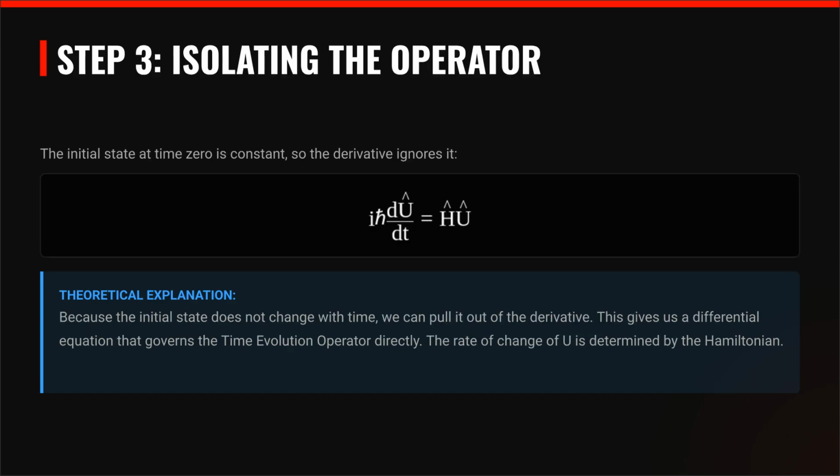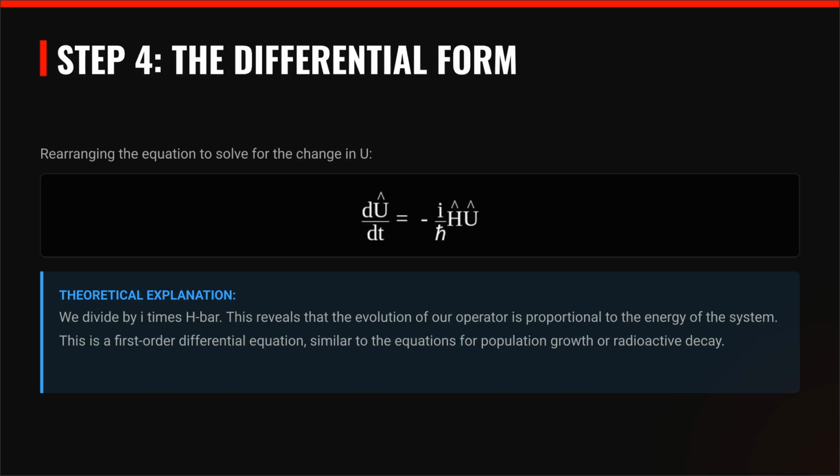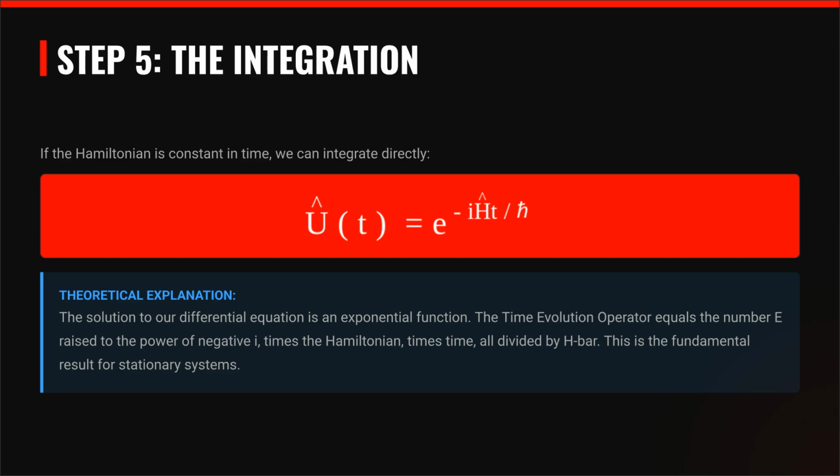In step 3, isolating the operator, since the initial state is constant, the derivative ignores it. We are left with a differential equation, where the rate of change of U is directly determined by the Hamiltonian. Step 4, the differential form is achieved by rearranging the equation. Dividing by i times h bar reveals that the operator's evolution is proportional to the system's energy, a first-order differential equation. In step 5, the integration, if the Hamiltonian is constant, the solution is an exponential function. This fundamental result defines the time evolution operator for stationary systems.